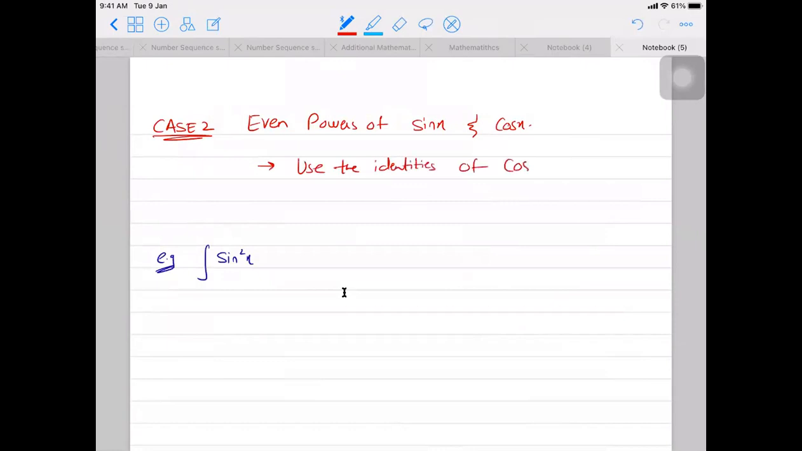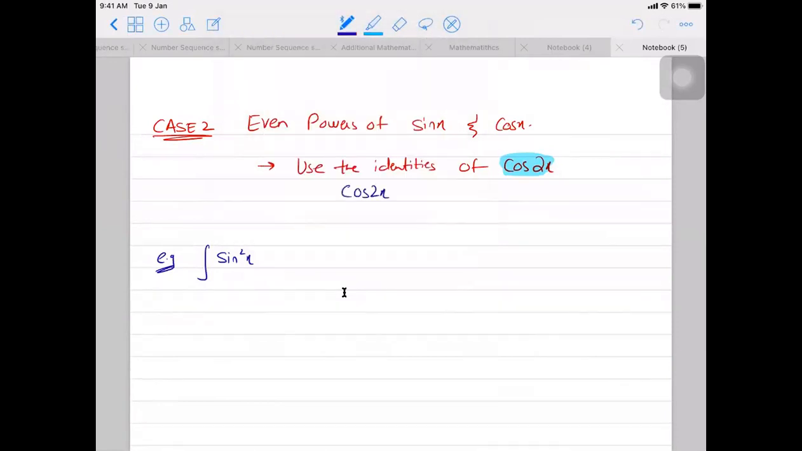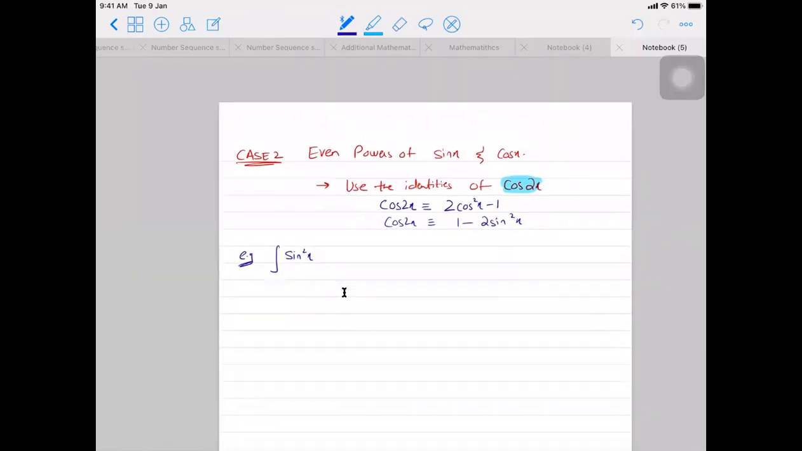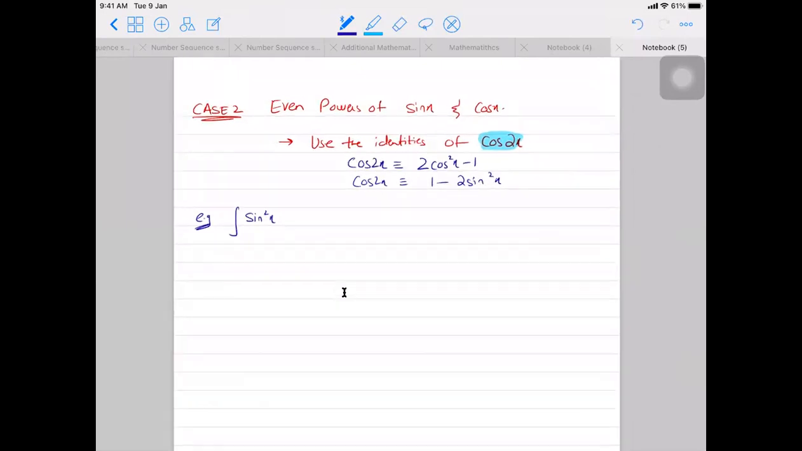of cos 2x. Do you remember cos 2x? This is the double angle, and there were some double angle identities. Cos 2x can be written as 2 cos square x minus 1, or cos 2x can be written as 1 minus 2 sine square x. Can you recall these two identities when we were doing trigonometry? Double angle identities we saw earlier. Do you want me to go back to the trig slide and show you? No, so I remember. Okay.